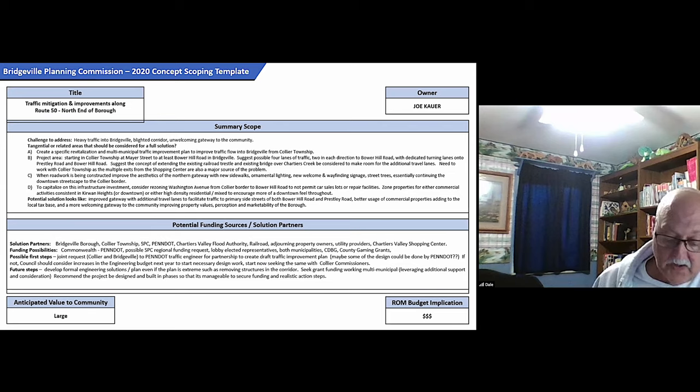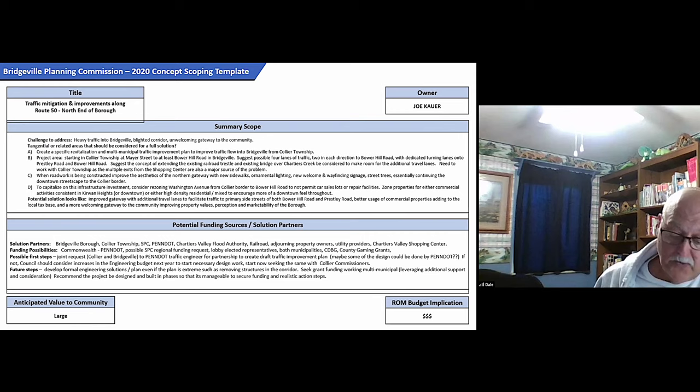To capitalize on the infrastructure investment, consider rezoning Washington Avenue from the Collier border to Bower Hill Road to not permit car sales lots or repair facilities. Zone properties for either commercial activities consistent with Kerwin Heights or downtown, or high density mixed residential, to encourage more of a downtown feel throughout.